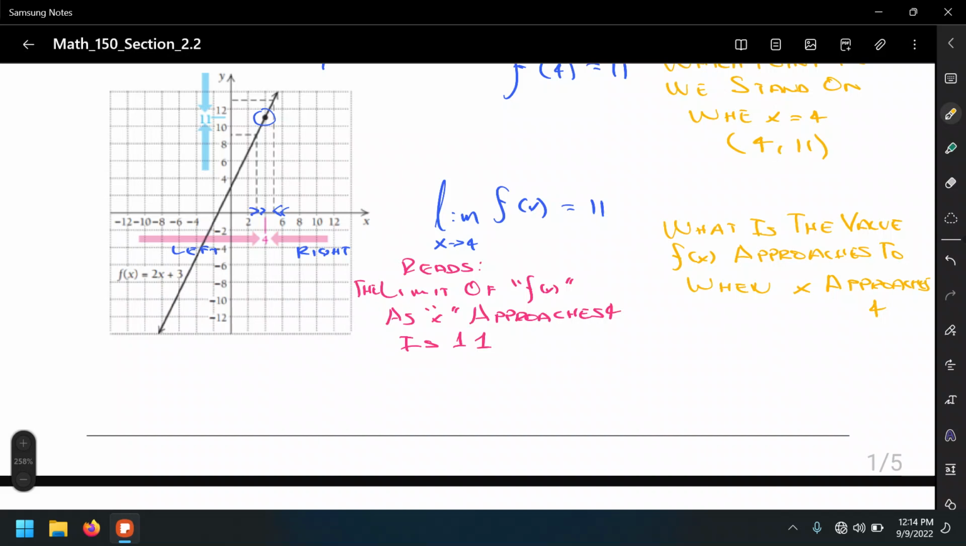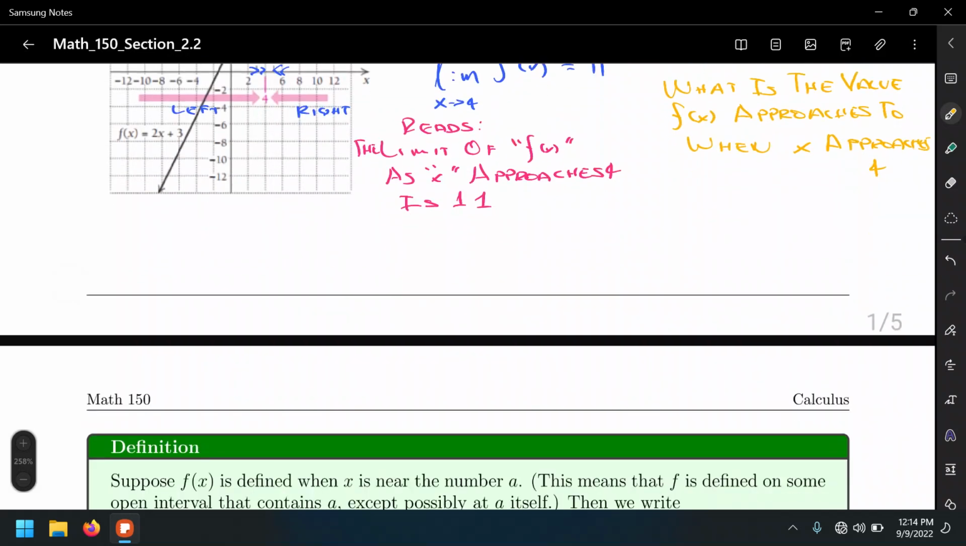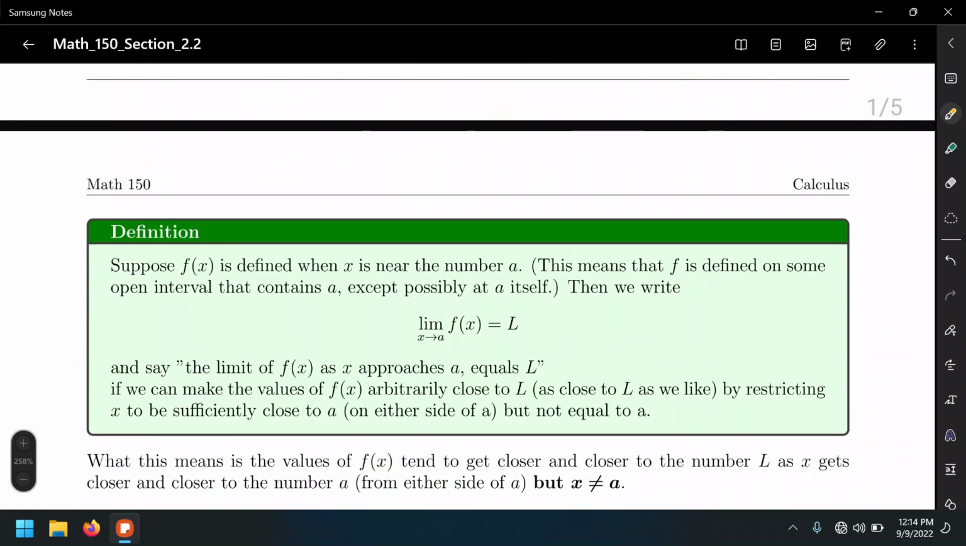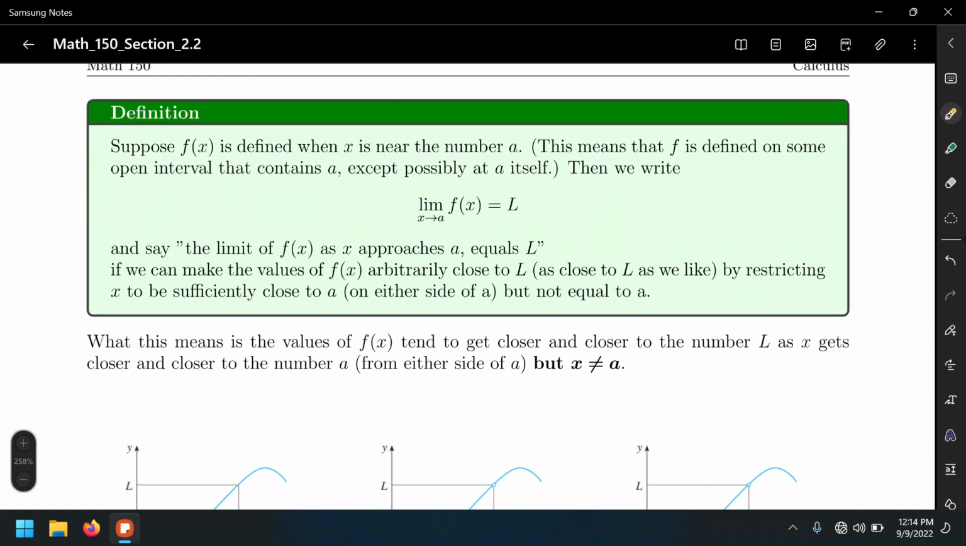Well, let's look first at the definition, then I'll give you the three different cases for this approximation versus can we stand there or not. The formal definition: we have some function f of x defined when x is near some number a, which is the value that x is approaching. This means that f of x is defined on an open interval containing a, and it is possible that the function is not defined at a itself. That doesn't matter, because the question is no longer can we stand at that point. The question is, how close do we get?